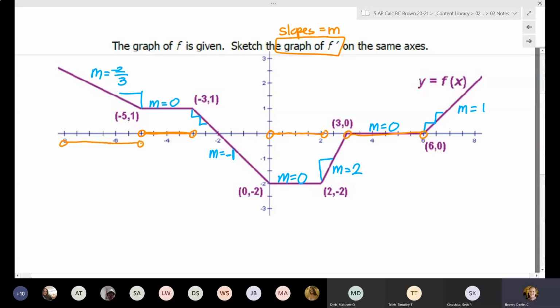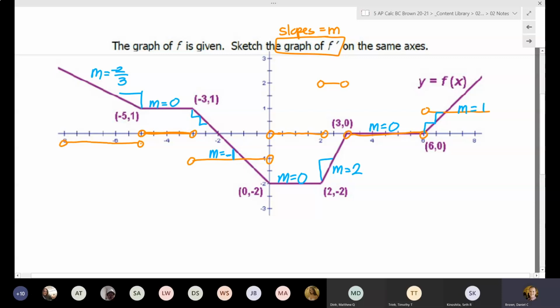And just kind of estimate where that would be at. Probably should be a little bit further down, but we'll say -2/3. That third segment, we know that every single point has a slope of -1. So I'm going to say every single x value on that interval also has a slope of -1. Starting at x equals 2, every single point has a slope of 2. And at the very end, every single point for that last segment has a slope of 1.